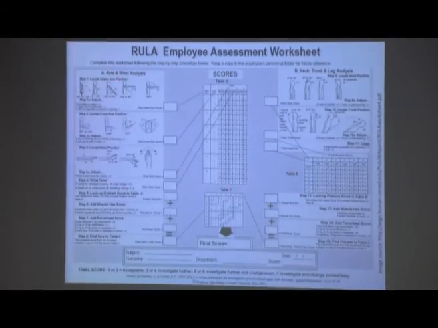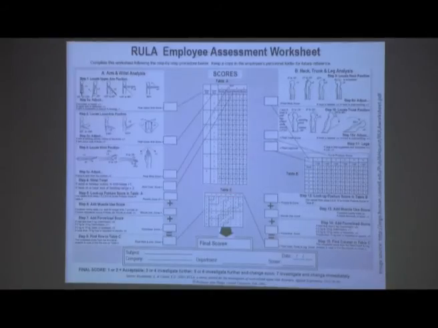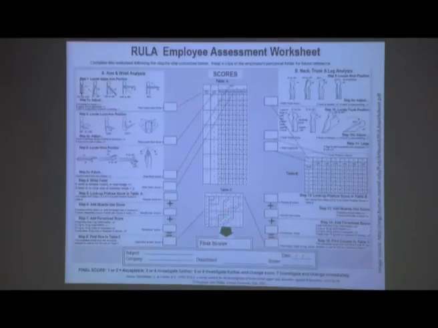Similarly, for the arm, upper arm, lower arm and wrist, we are referring to table A. Whatever score we get, with that score we add the muscle use score and force use score. Whatever final score we get, we refer to this vertical column and identify, say for example, the score is 6 for group A and 5 for group B. Based on this 6 and 5, from this table we identify the final grand score.